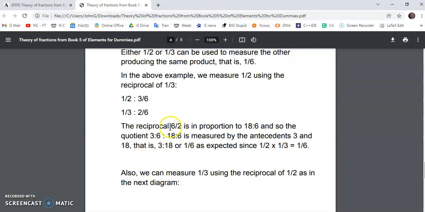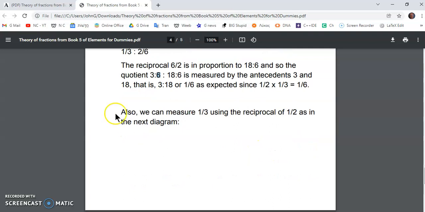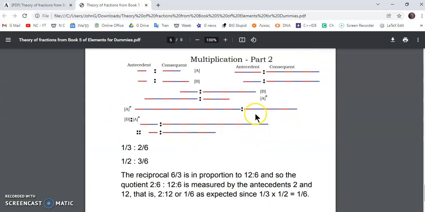In other words, a half is in proportion to 3 sixes, a third in proportion to 2 sixes, and the reciprocal 6 to 2 is in proportion to 18 to 6. I actually put a vinculum there, it should have been a colon, but anyway, the quotient 3 to 6 in proportion to 18 to 6 is measured by the antecedents 3 and 18, okay? Because the consequents are now the same, we just have 3/18 or 1/6 as expected, since a half times a third is a sixth. And then again, we measure a third using the reciprocal of 2, as in the next diagram.